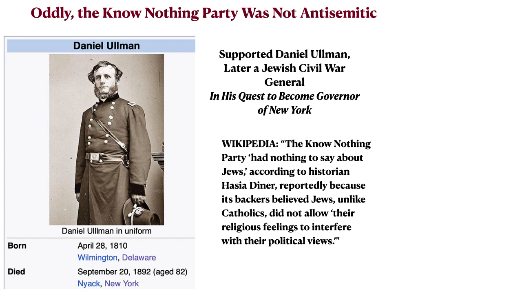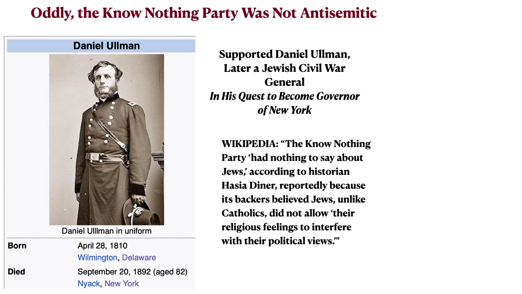It says, the Know Nothing Party had nothing to say about Jews, according to historian Hasia Diener, reportedly because its backers believed Jews, unlike Catholics, did not allow their religious feelings to interfere with their political views. And this sort of relatively apolitical nature of the Jewish community is something that had been developed long ago in the diaspora to try to mitigate anti-Semitism and try to establish a tolerated place in different societies, to try to avoid that.